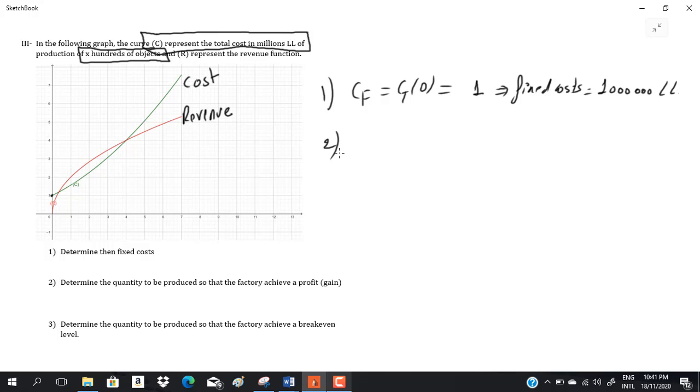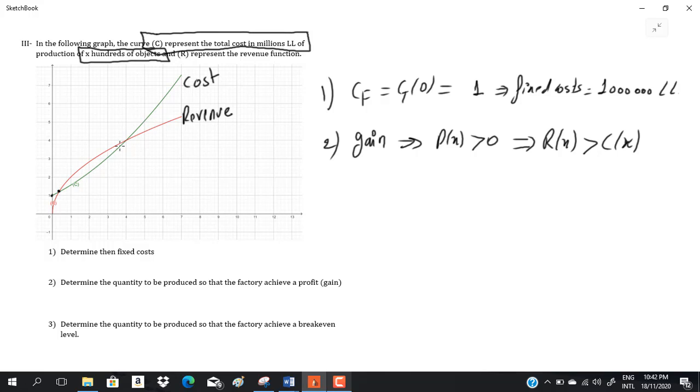Part 2. Determine the quantity to be produced so that the factory achieves a gain. We said that we have a gain in the chapter when P of X is greater than 0. But we don't have P of X here, so we can say when the revenue is greater than the cost, when R of X is greater than C of X. Because we don't have P of X in this exercise, we're going to use R of X greater than C of X.